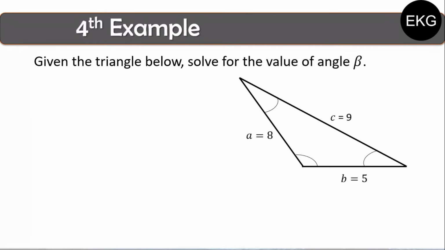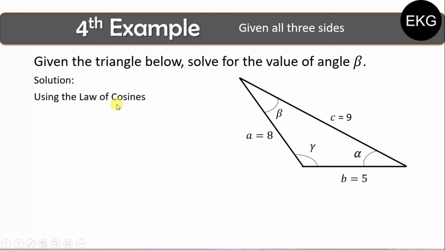Okay? For our fourth example, okay, ito naman. Given the triangle below, solve for the value of angle beta. So, ito naman yung application ng law of cosine wherein we are given three sides. Okay? So, we are given all three sides. Walang given na angle. So, how do we solve for the angle? In this case, pinapasolve sa atin yung angle beta. Okay? So, since this is side B, automatic yung angle beta will be opposite of this side. Okay? Dito natin beta, gamma, and alpha. So, for the solution, again, we use the law of cosines.